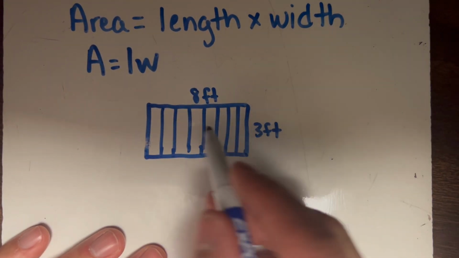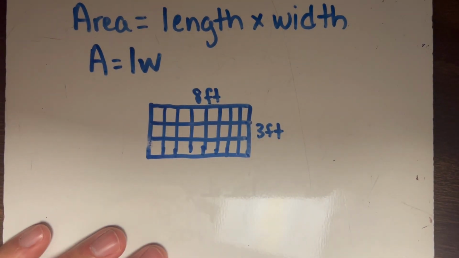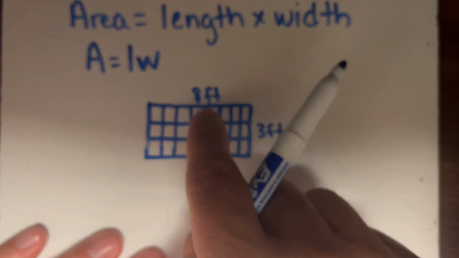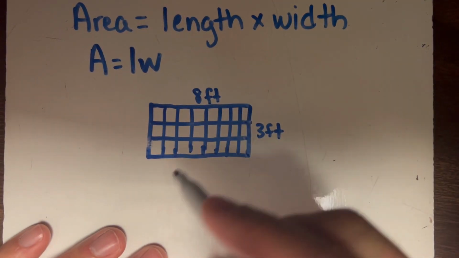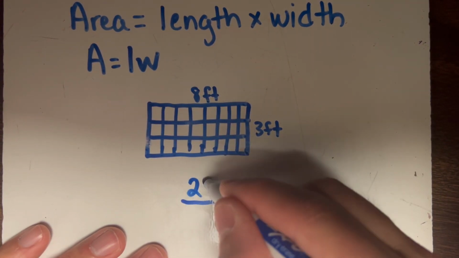And 3 feet would mean we draw 2 lines going this way across, and then we make a bunch of squares, and all you'd have to do is count them up. But if you use the equation and they give you the length and the width, you could just multiply them together, and you would know, using mental math, that 8 times 3 is 24.